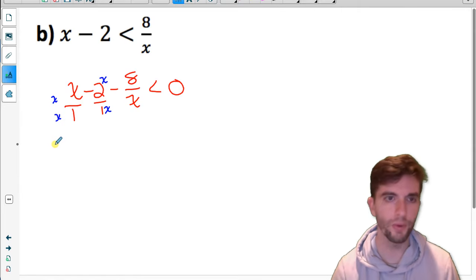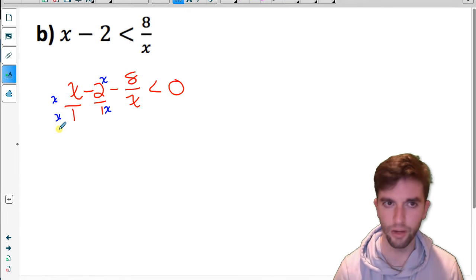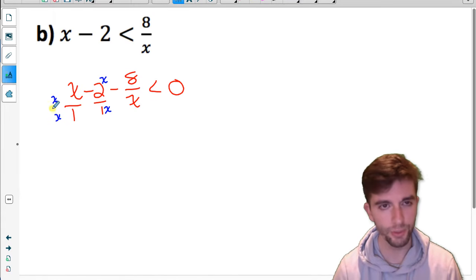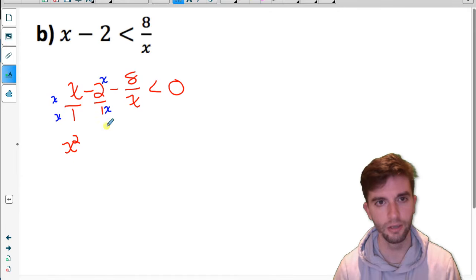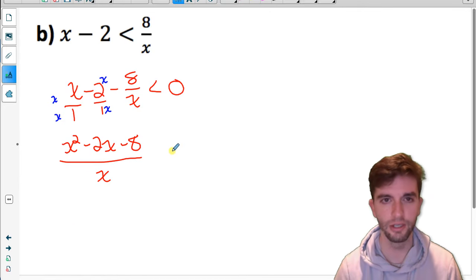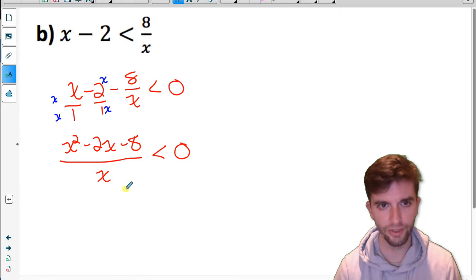And you might be saying, well, I thought we weren't allowed to multiply by a variable. Well, x divided by x, that's just 1. We're really just multiplying by 1, so we're allowed to do that. So what I have here, x times x is x squared. So I have x squared minus 2x minus 8 all over that common denominator of x. And we want to know when is this less than 0. So we're wondering when is this negative.